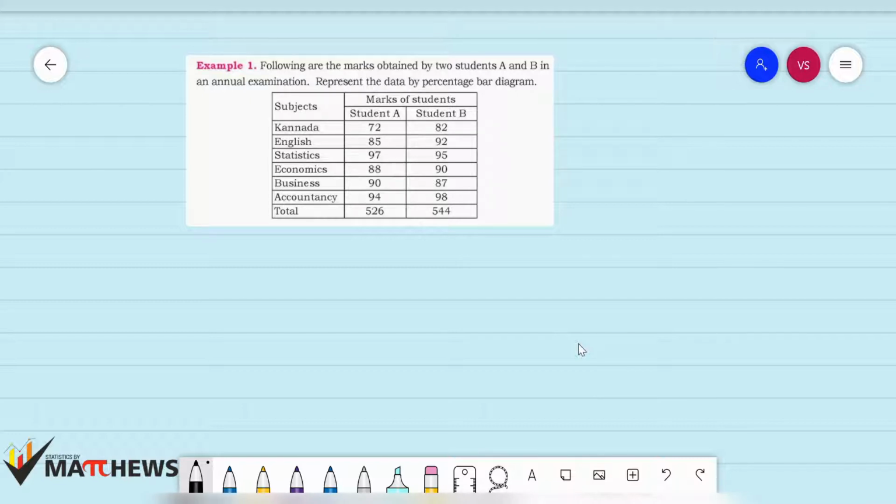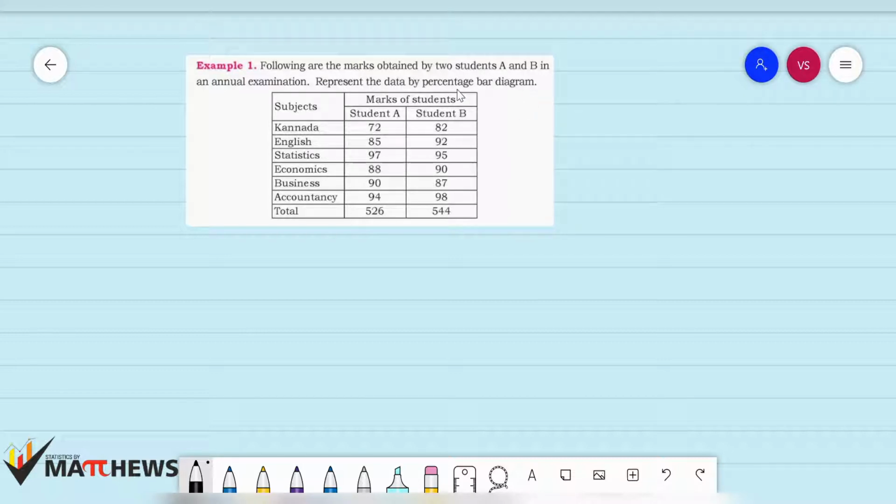So the question or the data is on the board, students. Let's go through it. Following are the marks obtained by two students A and B in an annual examination. Represent the data by percentage bar diagram. They said the word percentage, students. Represent the data by percentage bar diagram.